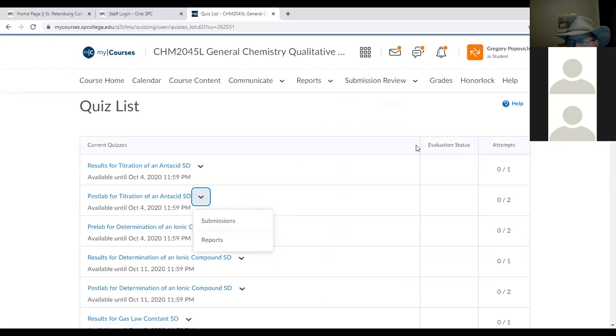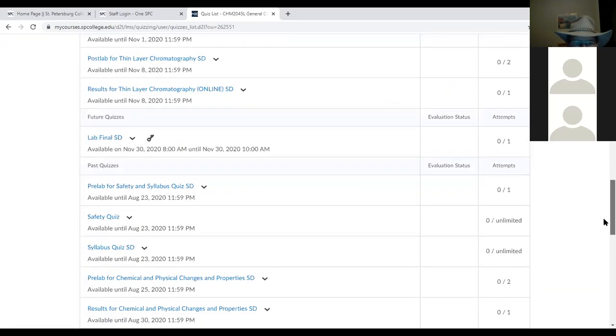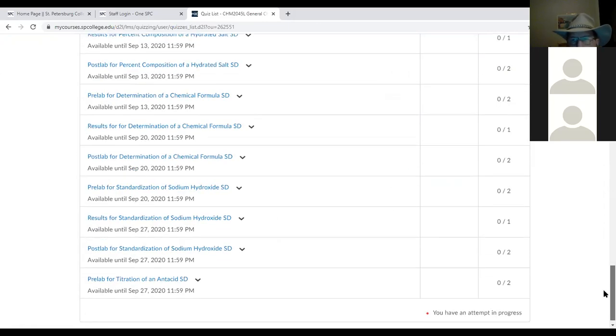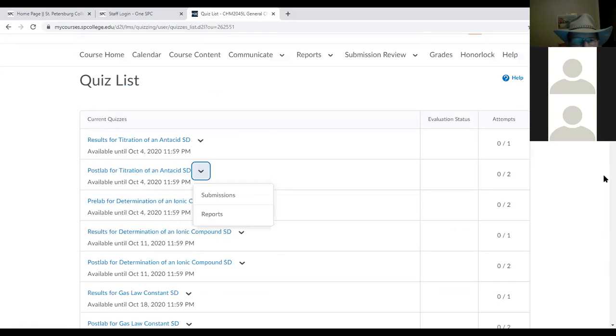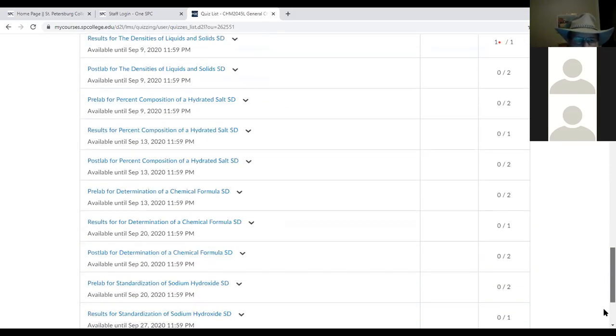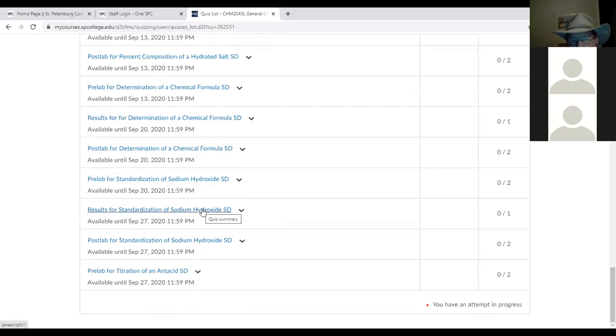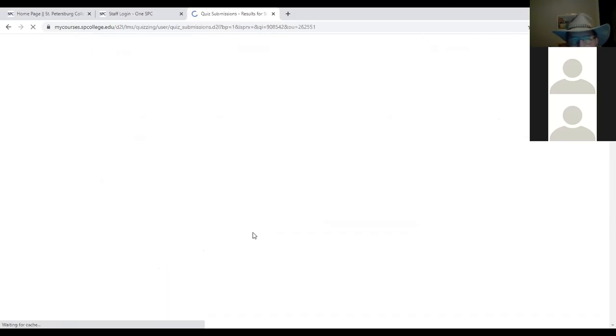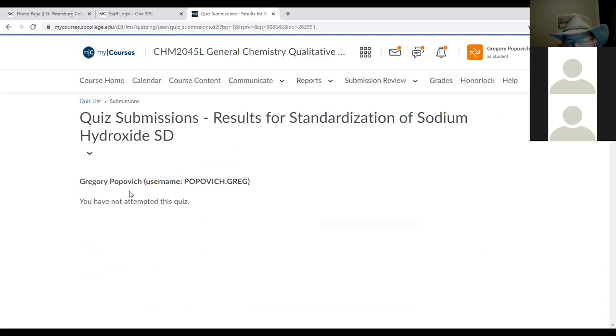Okay, there it is. So what you're gonna do, Blake, I don't know if anybody's ever taught you this. What you do is you go and find the one that you need. In this case, it's going to be results from standardization of sodium hydroxide. You click on the arrow. Then you go to submissions. And a box should pop up. Okay, it's saying I haven't attempted this quiz. But if you have attempted it, a box will say attempt 1. Click on that and you should get your feedback. Go ahead and try that. Okay, Kevin? Kevin, you here? Yeah, I'm trying it now. See if that works for you, okay?